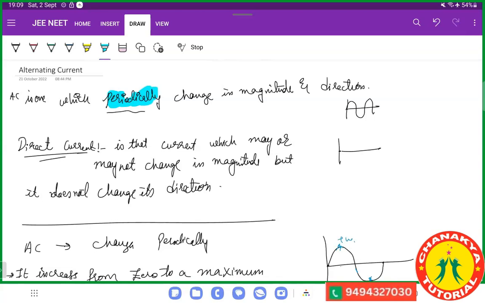And DC is the current which may or may not change the magnitude, but it does not change direction. Magnitude may differ, but direction never changes. See, magnitude in the sense just value. Value obviously can change, but in AC only direction is important here. Direction changes in AC, in DC it doesn't change. That's the main difference here.